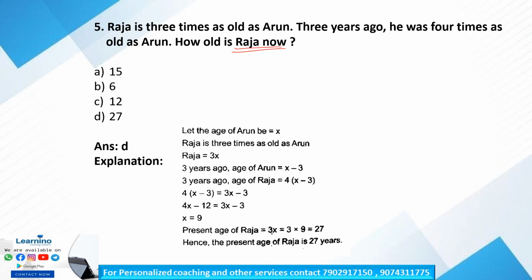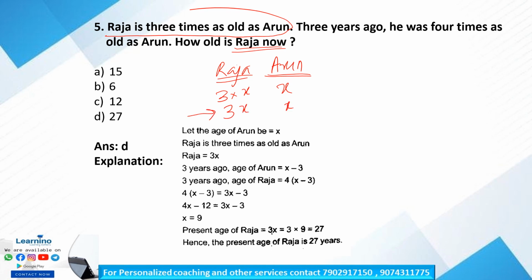Let us consider the present age of Arun is x. We know that Raja is 3 times as old as Arun. So if the present age of Arun is x, then the present age of Raja is 3 into x, that is 3x. So this is the present age of Raja and Arun.